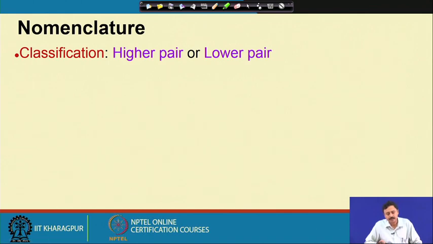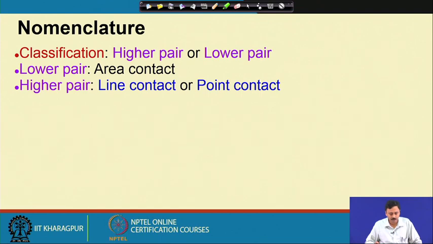Now, we classify kinematic pairs as higher pair or lower pair. So, let us begin with the lower pair first. A lower kinematic pair is one in which we have area contact. I will very soon come to what this means. On the other hand, a higher pair has line contact or point contact.